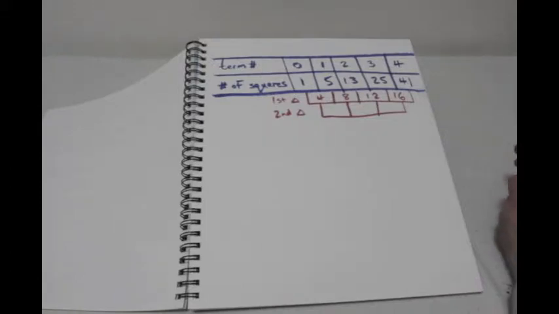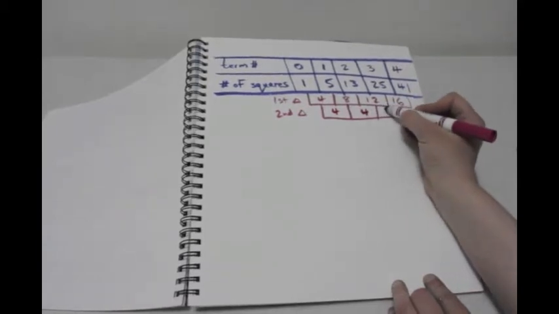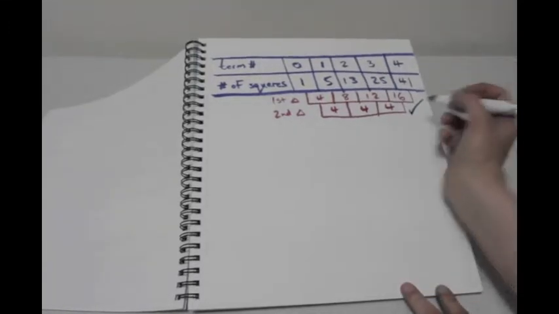Or I could check for common ratio to see if it's exponential. We haven't talked about that yet. We'll talk about that later. But it turns out anyway, for now, that the second differences are all the same. So it is in fact quadratic. That's a good first step. I've identified the type of function.